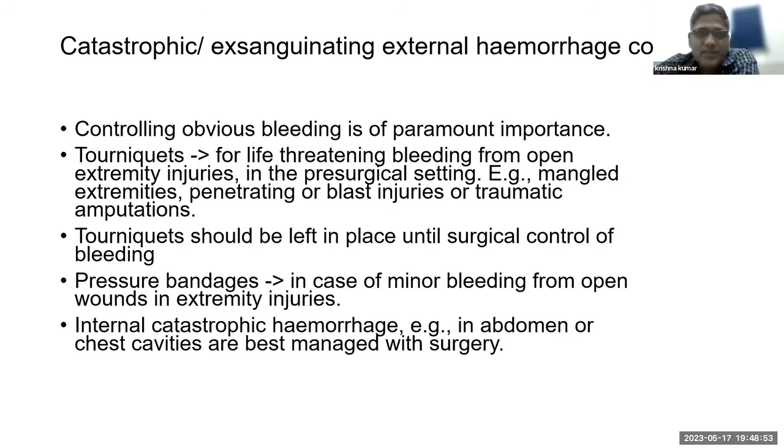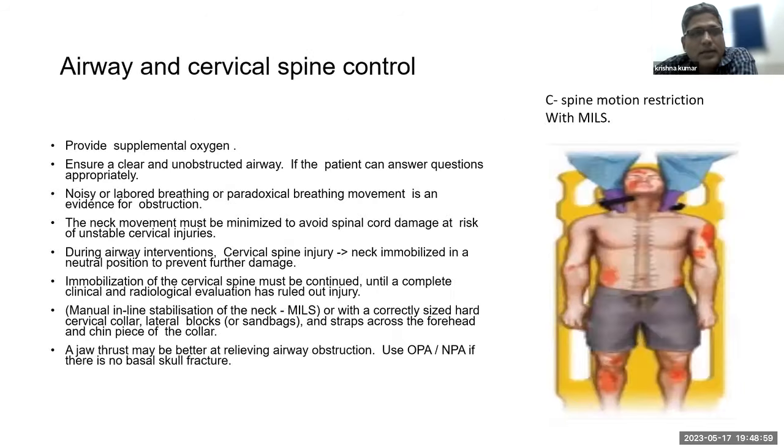A catastrophic hemorrhage is very important. This has already been discussed, so I will not talk about it: applying tourniquets and pressure bandages. Airway and cervical spine control were again discussed by the previous speaker: how we can do cervical spine immobilization, manual in-line stabilization of the neck, and how to remove the helmet, etc.